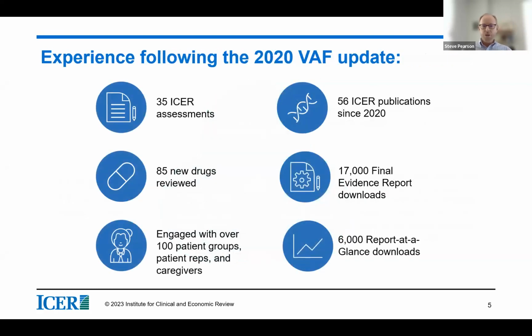So since 2020, just in terms of activity or output, you can see here we've had 35 assessments, 56 total publications, including policy papers. Those assessments have included not just drugs, but for the drugs, there have been 85 new drugs, over 17,000 final evidence report downloads. In creating this material, we've engaged with well over 100 patient groups, individual patient representatives, and caregivers. And our report at a glance, which is the executive summary version of our work, has had over 6,000 downloads.